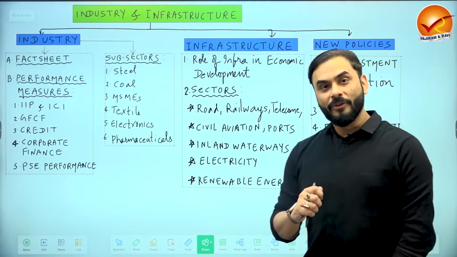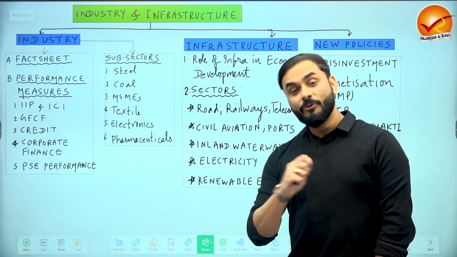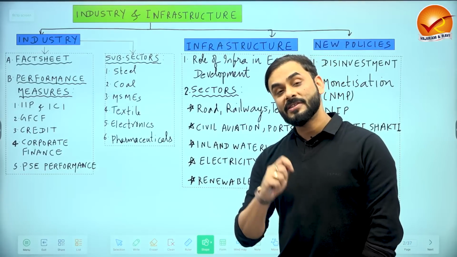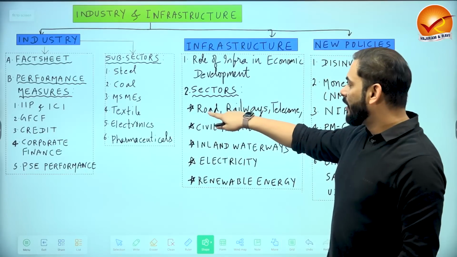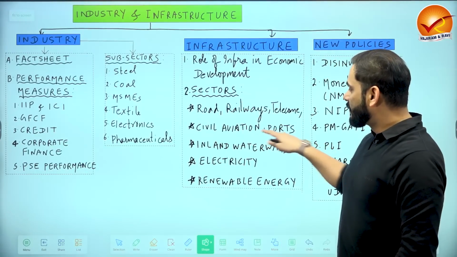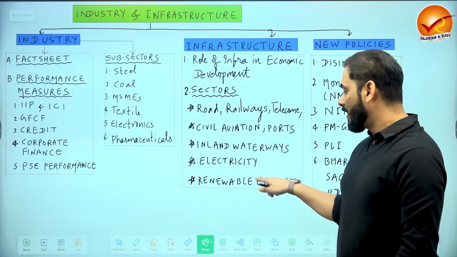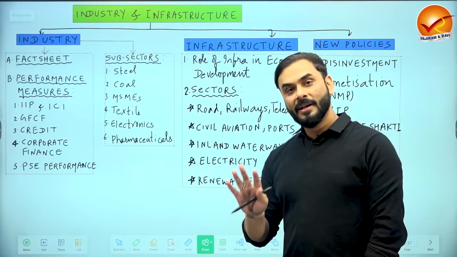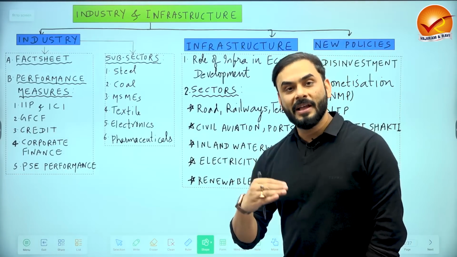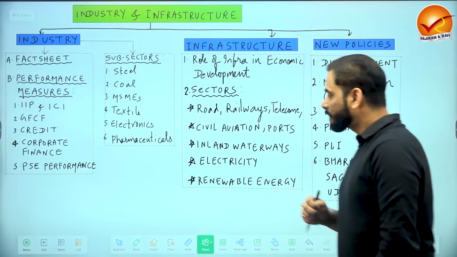Having understood the role of infrastructure for the economy, we would then examine the performance of the infrastructure sector in India. So we would cover roads, railway, telecom, civil aviation, port, inland waterways, electricity and renewable energy. These are all the parts of infrastructure in India. We are going to examine how India has done in these infrastructures.